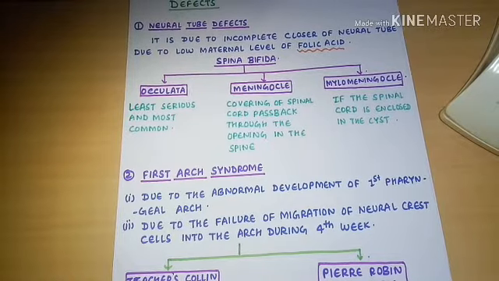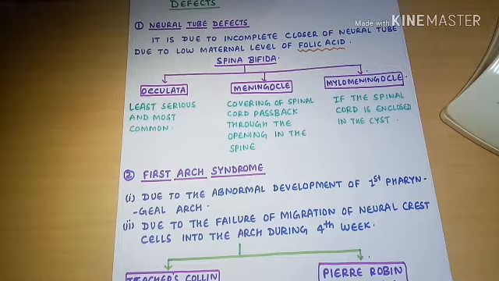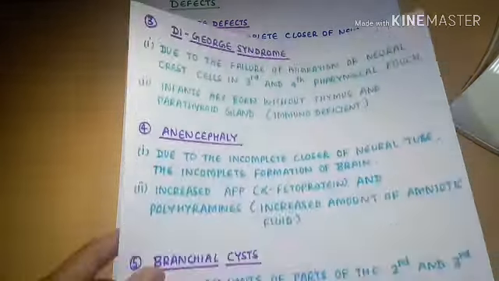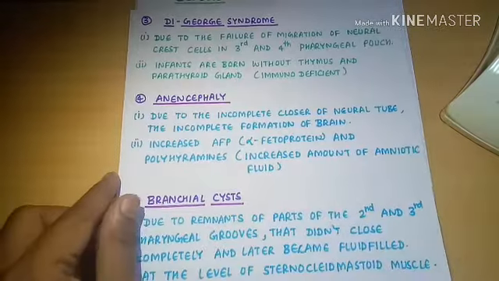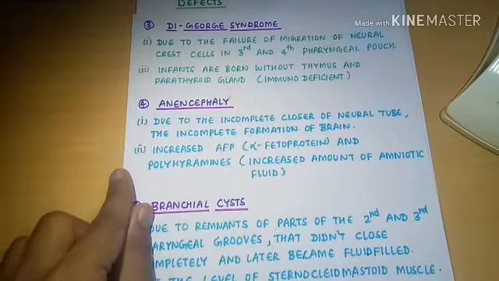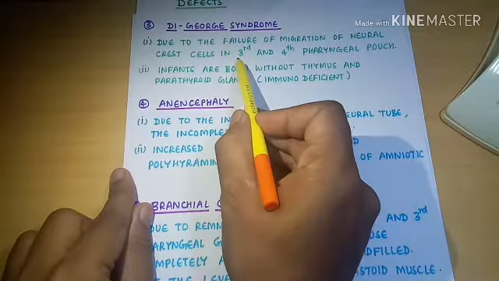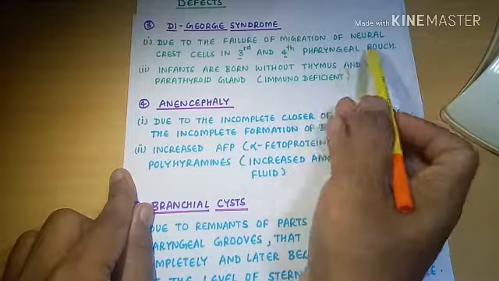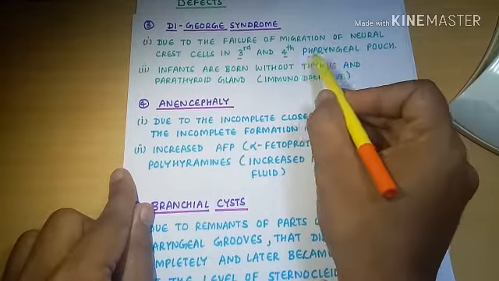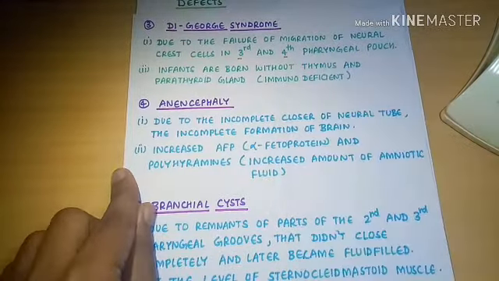The third type of defect is the DiGeorge syndrome. The DiGeorge syndrome is also due to the failure of migration of the neural crest cells in the 3rd and 4th pharyngeal pouches. So these are in the pharyngeal pouches, the 3rd and the 4th pharyngeal pouches.